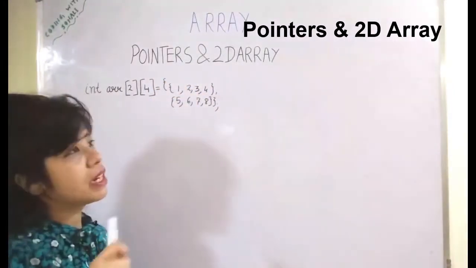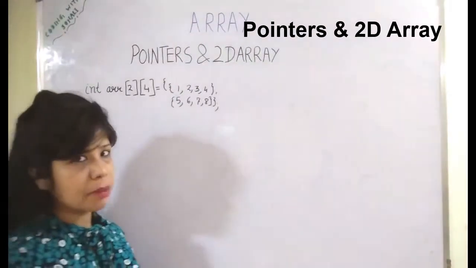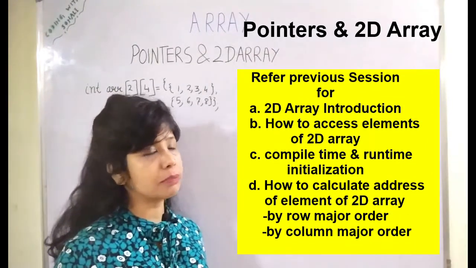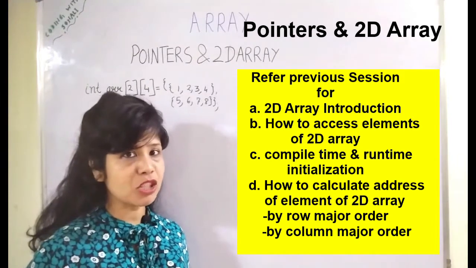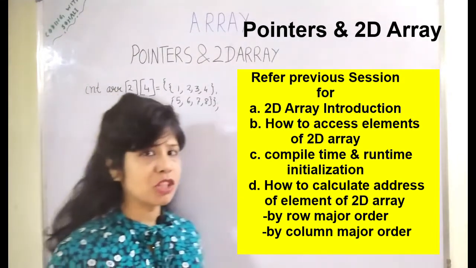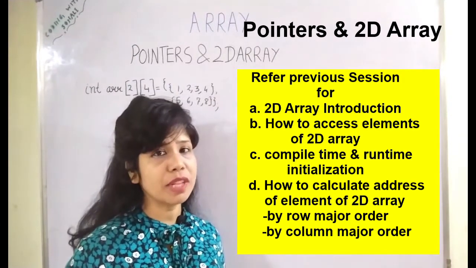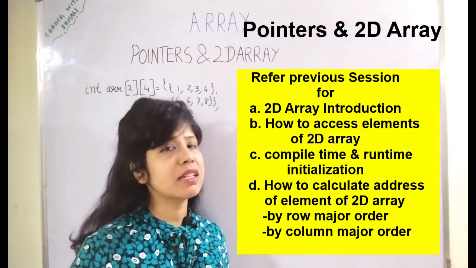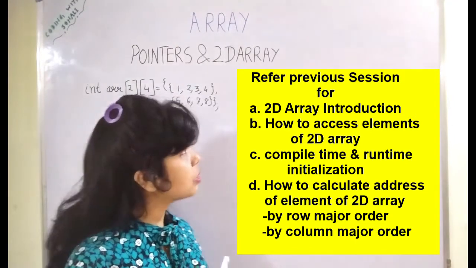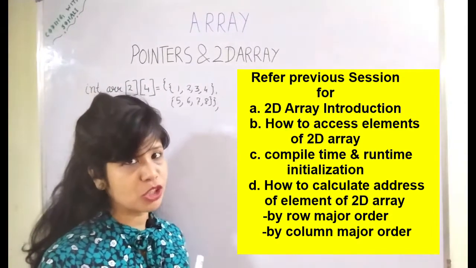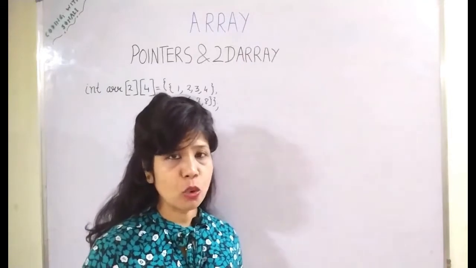First of all, we will understand here just in short, since we have already covered the two-dimensional array. I have covered how to access the 2D array elements. We have seen the compile time initialization of the 2D array, runtime initialization of the 2D array, as well as how to find the address of an element in the 2D array. There are two ways, row major order and column major order, and this is very important. In your GATE exam they can ask this question. We have already covered all those topics in the earlier session. I hope you have gone through them.